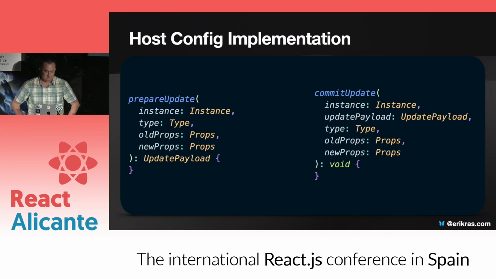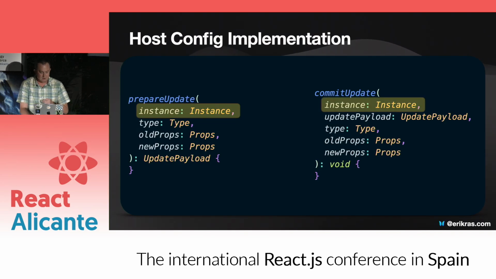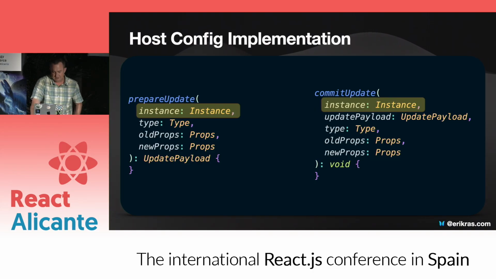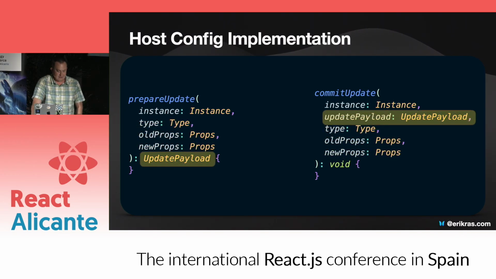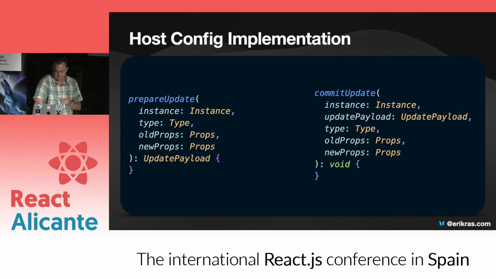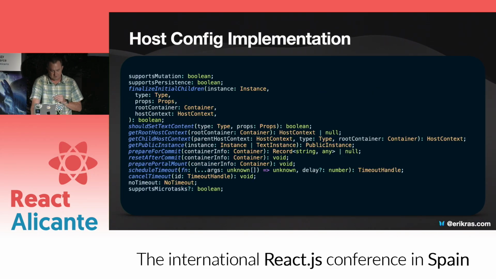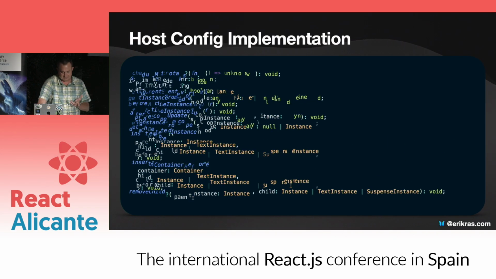And here we have two important functions for the different phases of the render. So in the prepare phase, you're given the instance of whatever it is that you're rendering to, the type of the component and the different props, and you return an update payload that is then given to the commit. And it's totally up to you what you want to do with these values. And there are just a couple more parts of the host config that I haven't shown you. They are for doing the crazy things that React is capable of doing.